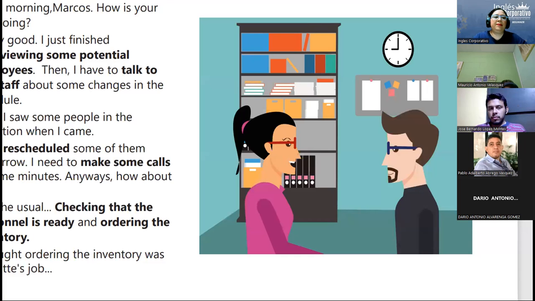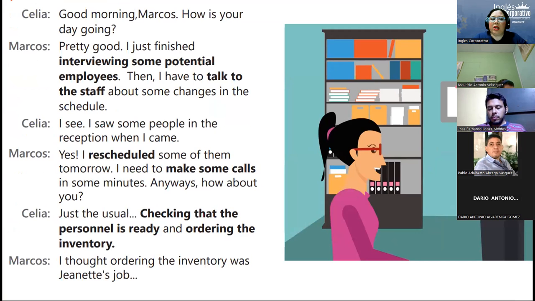Okay. Here we are seeing a conversation between Celia and Marcos. Good morning, Marcus. How is your day going? Pretty good. I just finished interviewing some potential employees. Then I have to talk to the staff about some changes in the schedule. I see. I saw some people in the reception when I came. Yes, I rescheduled some of them tomorrow. I need to make some calls in some minutes. Anyways, how about you? Just the usual, checking that the personnel is ready and ordering the inventory. I thought ordering the inventory was Jeanette's job.